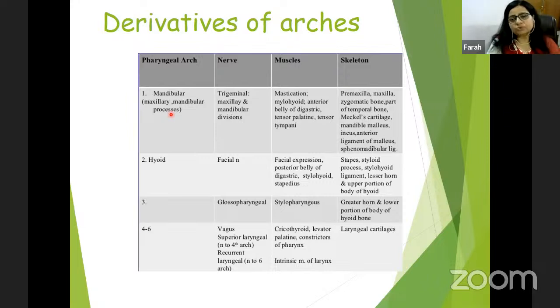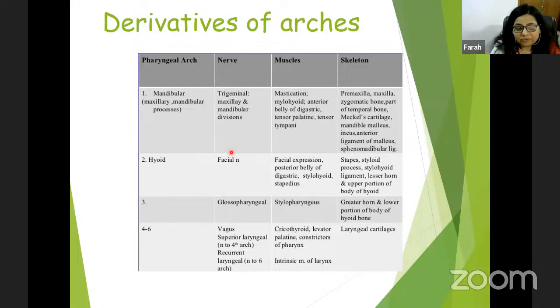Then we have third arch, उसका कोई नाम नहीं है, just the third arch, and the nerve is glossopharyngeal, that is the ninth cranial nerve। glossopharyngeal है तो हम यहाँ मसल याद कर सकते हैं स्टाइलोफेरेंजियस। ठीक है, और जो पोर्शन हमने हाइड का सेकेंड आर्च में कवर कर लिया था उसके अलावा जो बचा हुआ है वो सब थर्ड आर्च से डेवलप होता है, that is greater horn and the lower portion of the body of hyoid bone.